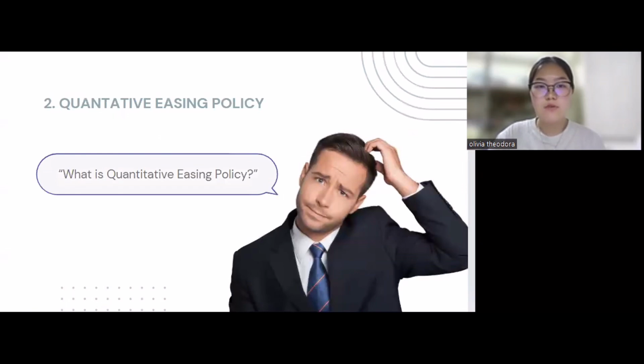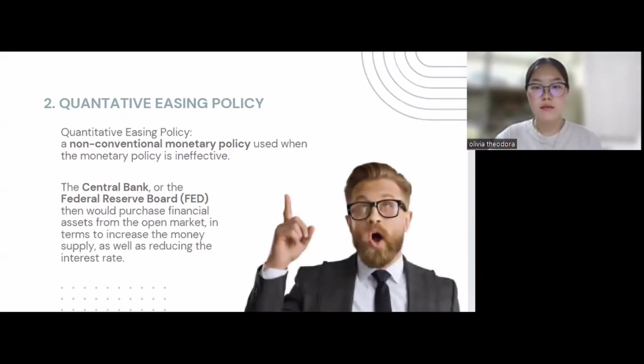The second question would be about quantitative easing policy. So what is quantitative easing policy, you may ask? Quantitative easing policy is a non-conventional monetary policy used when the usual monetary policy is ineffective, like when a liquidity trap happens. The central bank, in this case the Federal Reserve Board or FED, would then purchase financial assets from the open market in order to increase the money supply as well as reduce the interest rate.